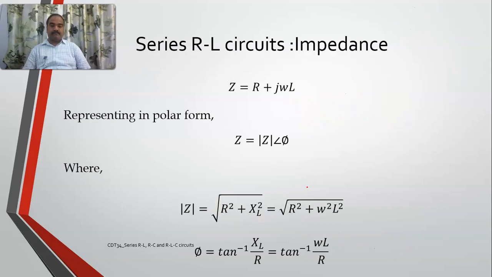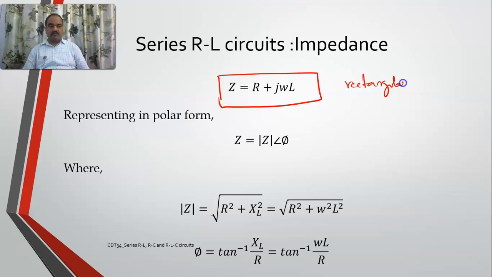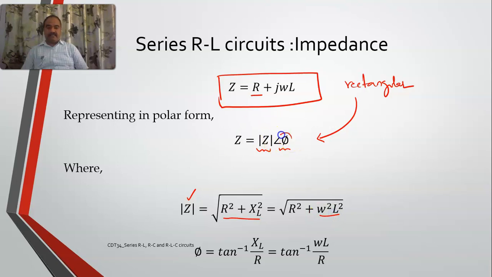Now this is a complex representation, or what we call a rectangular representation. Its polar form can be written as a magnitude and a phase angle. How to obtain the magnitude? Magnitude is mod Z, which is equal to square root of R square plus XL square, where XL is omega L. And the angle can be obtained from tan inverse of imaginary component by real component, tan inverse XL by R.